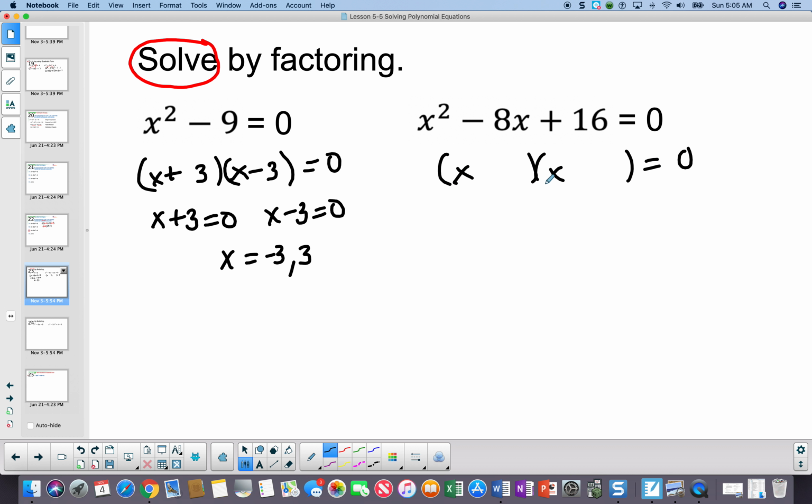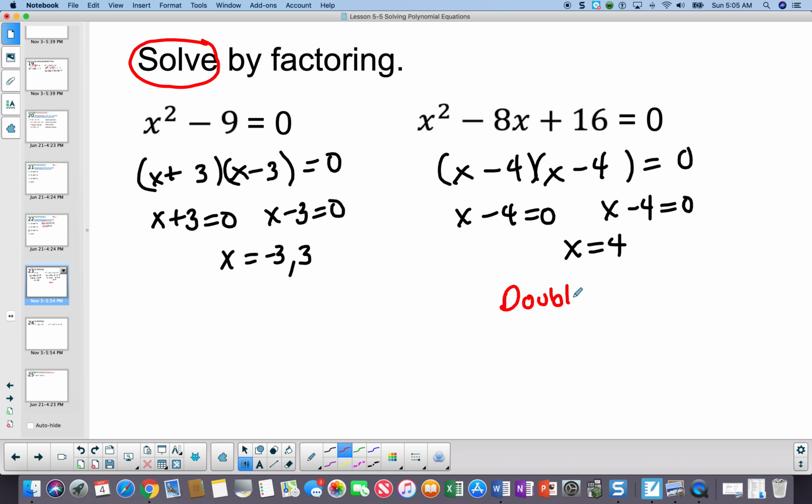Okay, split up my x. So this is a perfect square. This is going to be minus 4. And I'm going to set each one equal to 0. And I'm going to get the same answer twice. So x is equal to 4. This is what we call a double root, because it showed up twice.